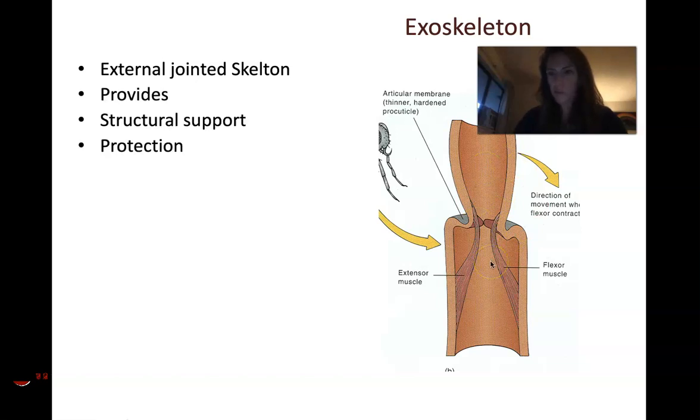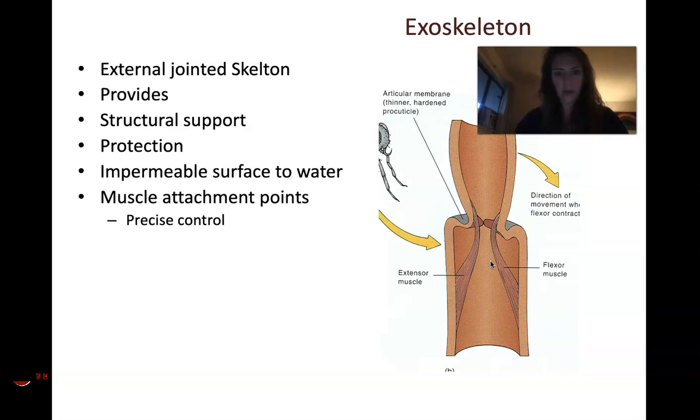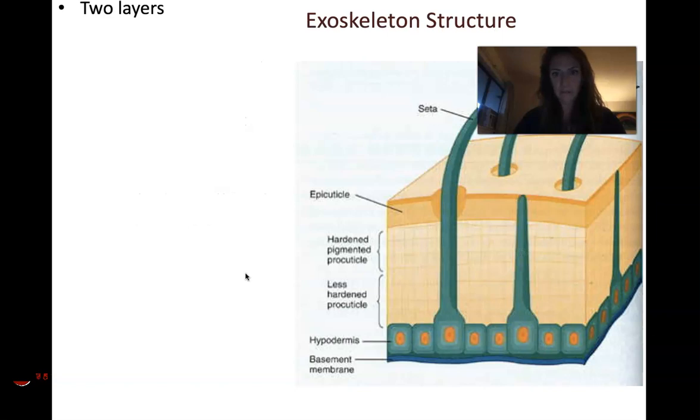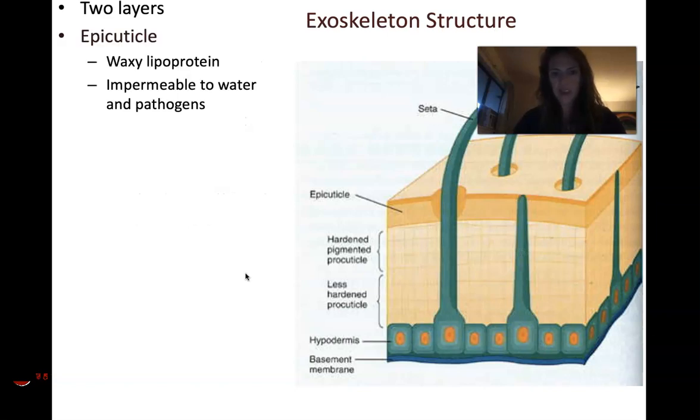And this provides structural support, protection. The exoskeleton is impermeable to water. So this is a really great strategy for reducing water loss. And in animals that are living on land, you need to worry about that, right? We've got really great muscle attachment points. So like our bones, but again, from the inside to the outside, we see attachment points for muscles on those exoskeleton pieces. Okay, so there's two layers of an exoskeleton.